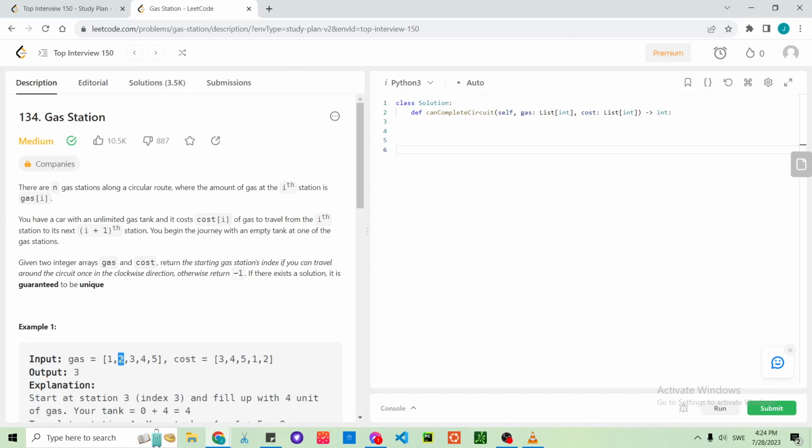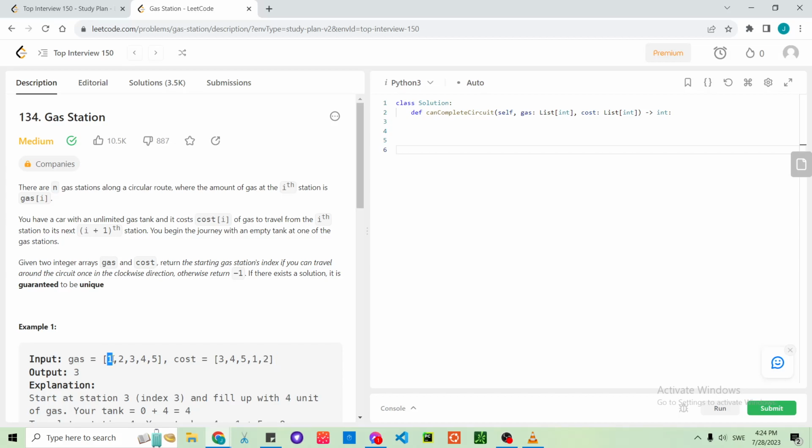Okay, what if we start at this one? That doesn't work either. Am I missing something? No, okay. Next one, we can get 3 units of gas, but it needs 5 to go to the next station, so that doesn't work either. Okay, 4. Okay, now we're talking. We are getting 4 and we are spending 1, so we will have 3 left when we are at the next station. We have 3 left, and then we get 5, so we have 8. And we spend 2, so we have 6 left.